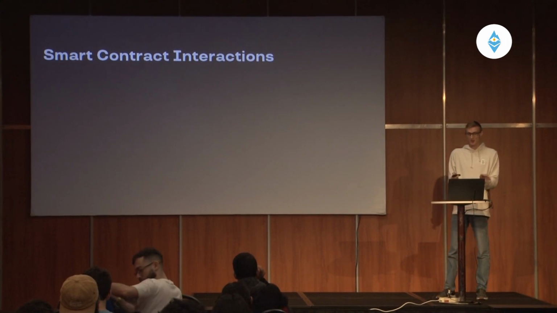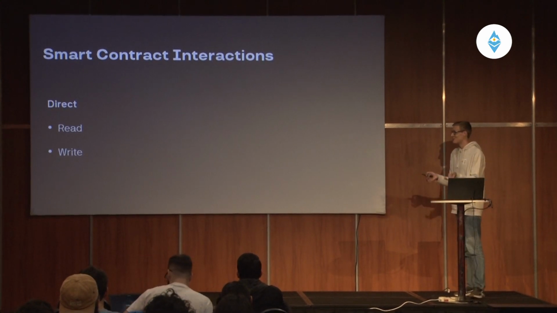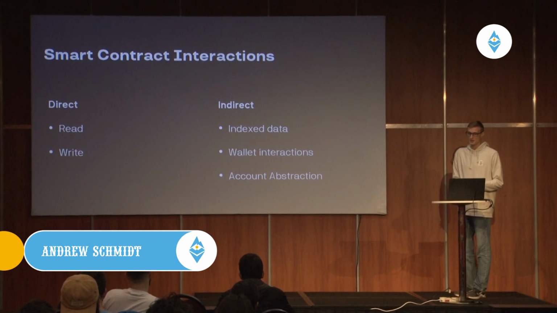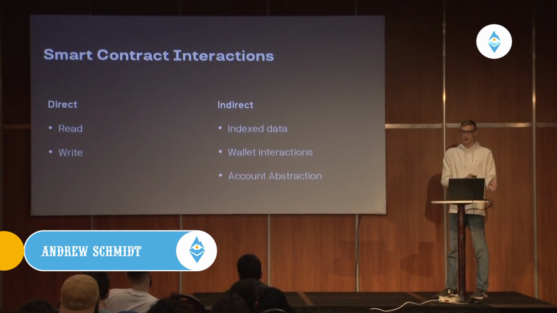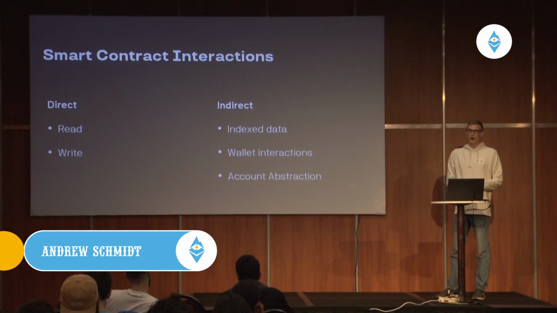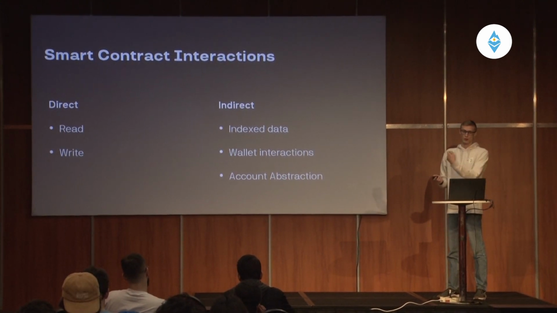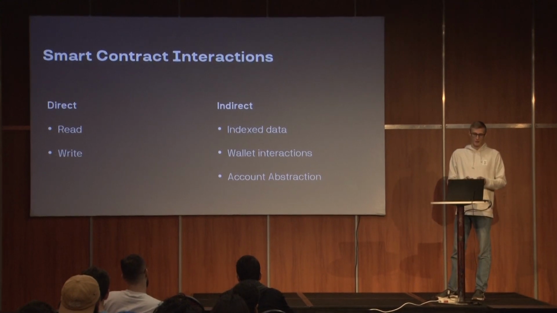If you don't have solid interactions, I really don't think you can have a solid dApp. And the most common ones directly are reading and writing data. And then you have these more indirect things which are not directly communicating with the blockchain, but they are in some way involved. So that could be indexing data, interacting with the user's wallet, like fetching chain ID, fetching the current network state, and then account abstraction, which we'll briefly cover as well.